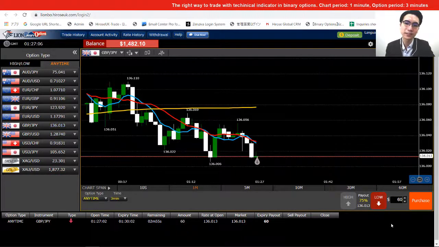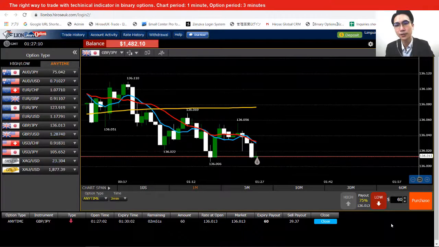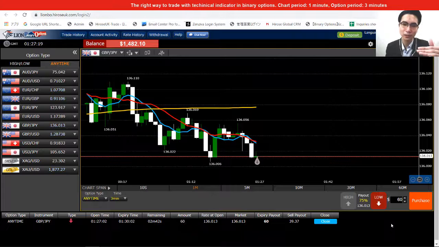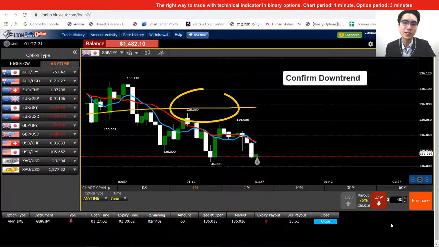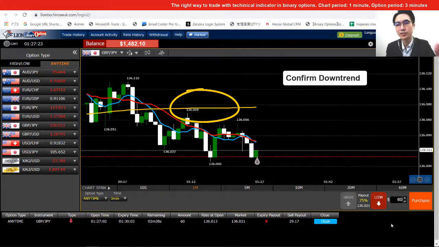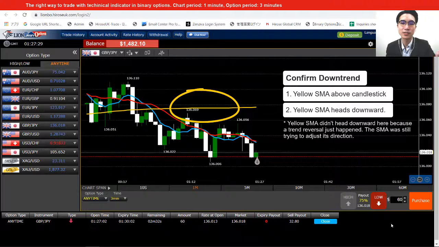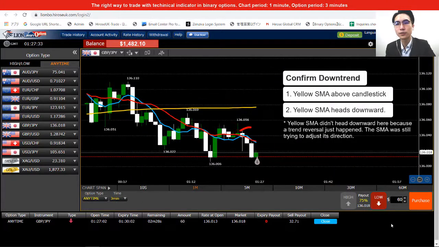So the timing for you to open a low option, as I mentioned just now, first we need to confirm the trend direction. We need to confirm that the market is in a downtrend. By doing that, we use the yellow simple moving average to identify the trend direction. So if the simple moving average is above the candlestick, then we will say that the trend is in a downtrend. So next we'll move on to the blue and red simple moving average.